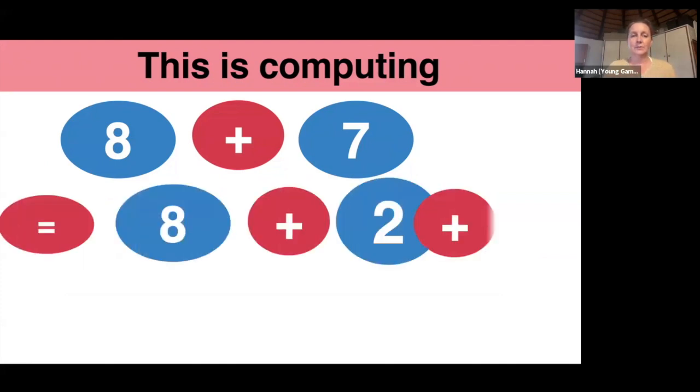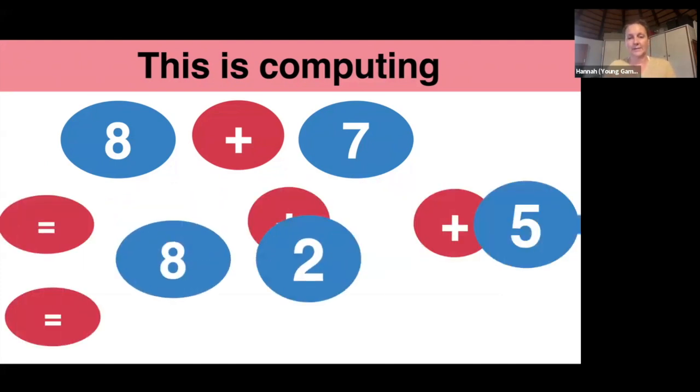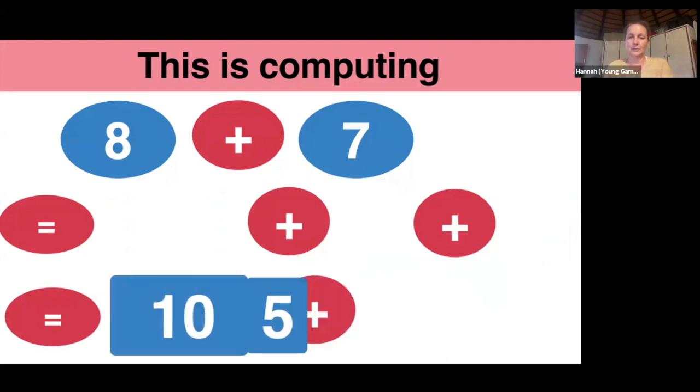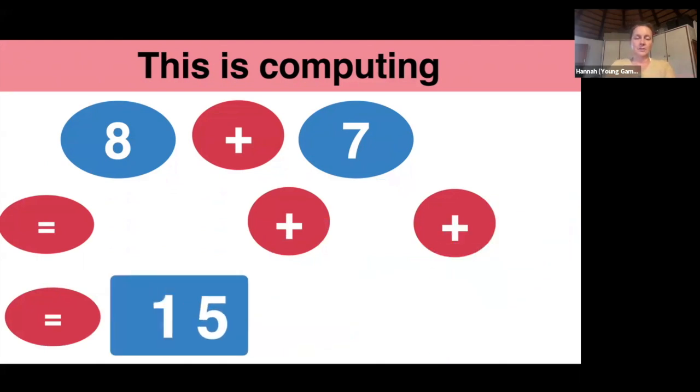A child should be able to quite naturally break up 7 into 5 and 2, take the 2 from the 7, put it onto the 8 to get 10, and then take the 5 onto the 10 and get 15, as you saw me do over here. Another child might do it differently.